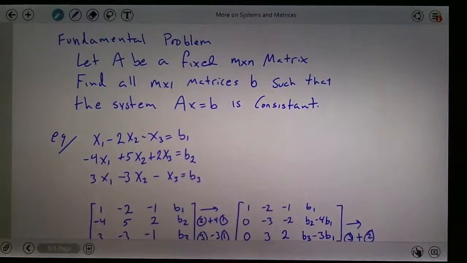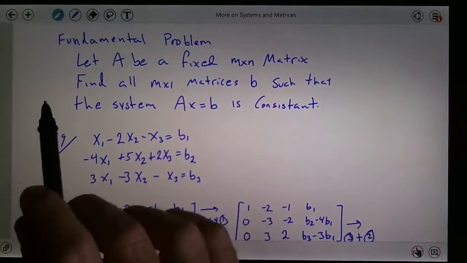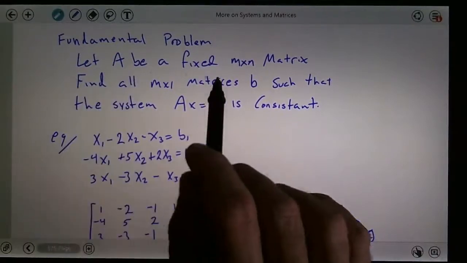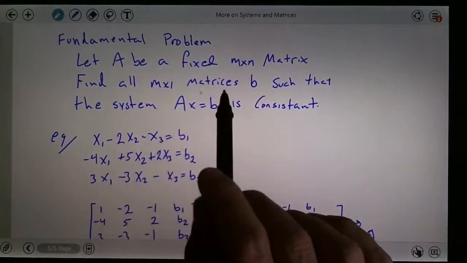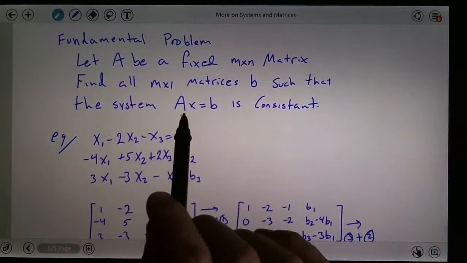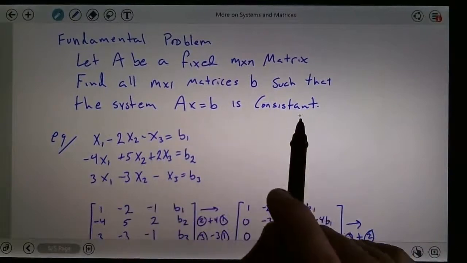There's a problem that crops up from time to time through this course that's related to the theorems we were just working on. It looks like this. Let A be a fixed m by n matrix. Find all the m by 1 matrices B such that this system here, Ax equals B, is consistent.